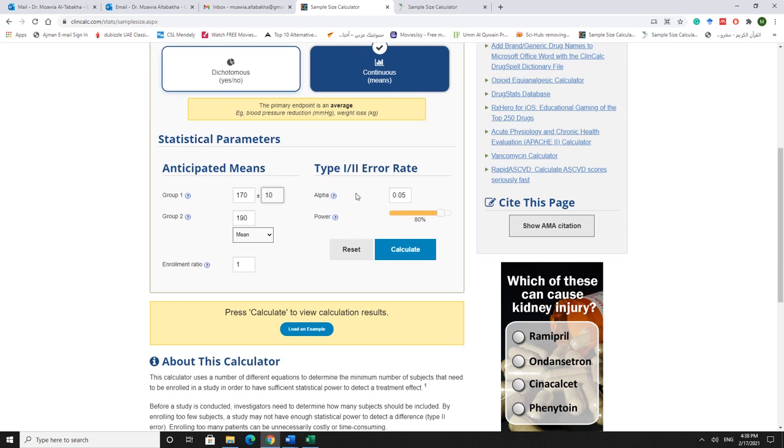Alpha, and I will talk about alpha inshallah in the next tutorial, is usually 0.05. The power is usually 80. This is the power of the study. Of course, 80% is acceptable. The higher the power, the stronger is the study, but you will need more subjects. Okay, look, calculate.